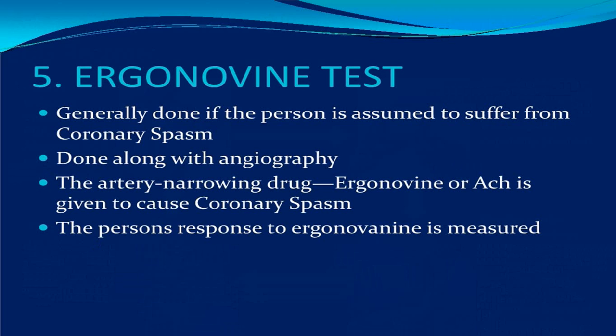Ergonovine test, I have already told you that it is a stimulatory test done for ruling out coronary artery spasm. So if there is a normal ST segment in a person with a chest pain and you are suspecting coronary artery spasm, you can induce coronary artery spasm by giving ergonovine or acetylcholine and demonstrate ST elevation, which will suggest that person has developed coronary artery spasm.